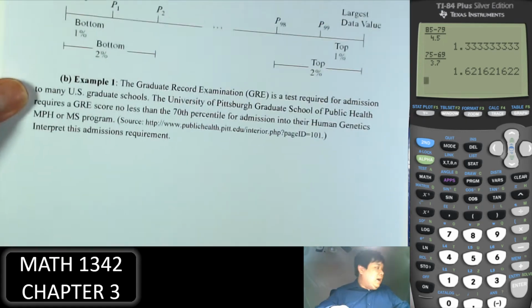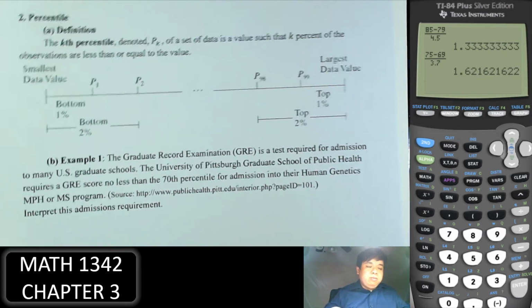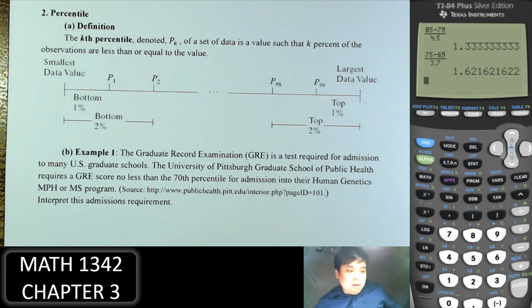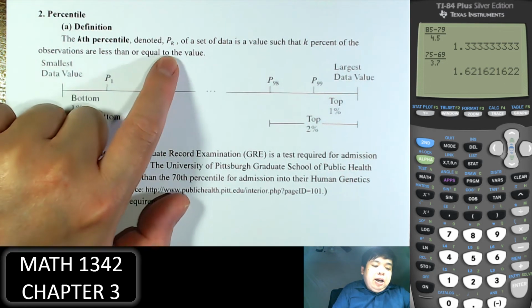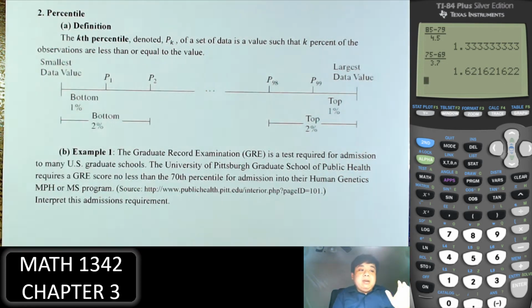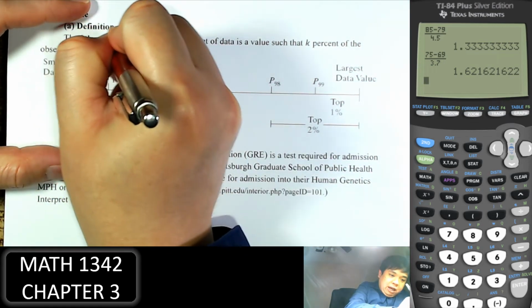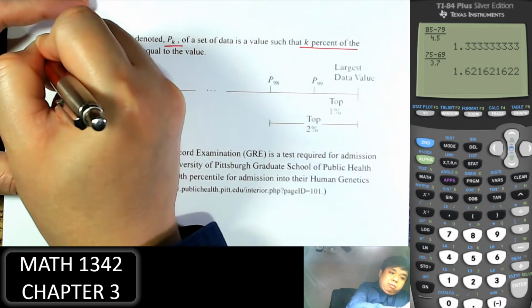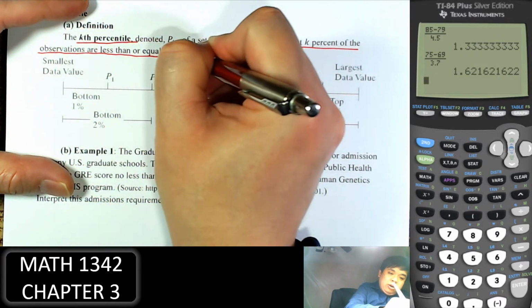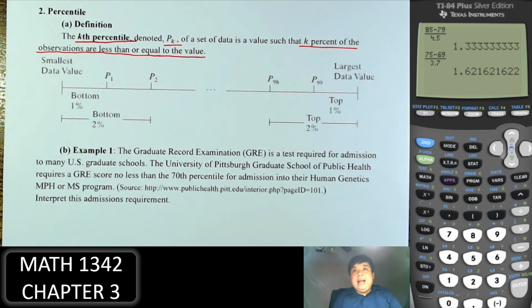Right, next we define percentile. The K percentile, denoted PK, of a set of data is the value in which K% of the observations are less than or equal to that value. Less than or equal to that value.